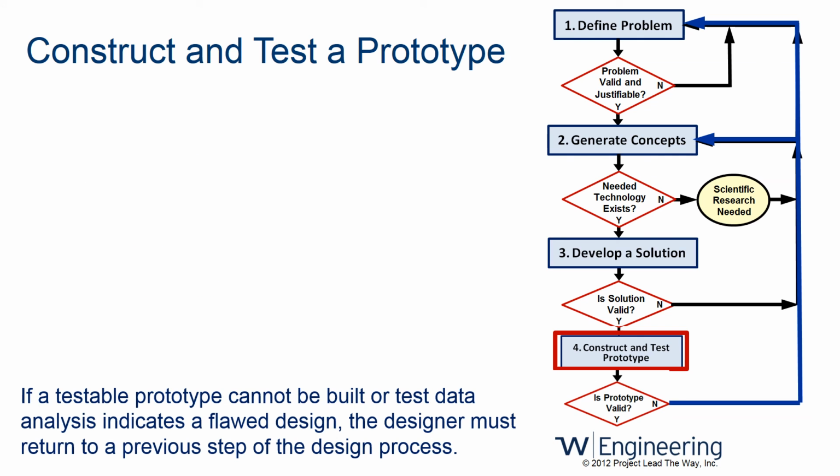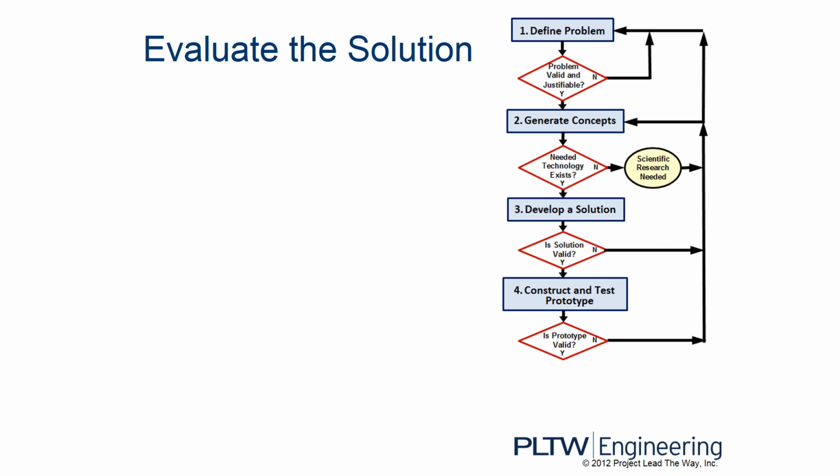If a testable prototype cannot be built or test data analysis indicates a flawed design, the designer must return to a previous step of the design process. So that's just what I just said. If it doesn't work the way you intended, you can't go forward.